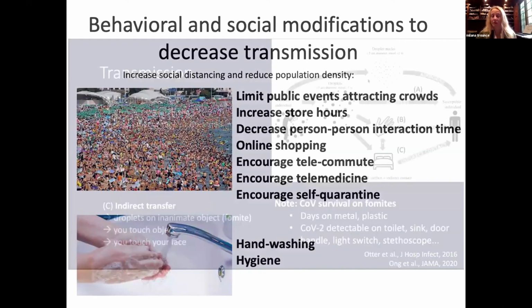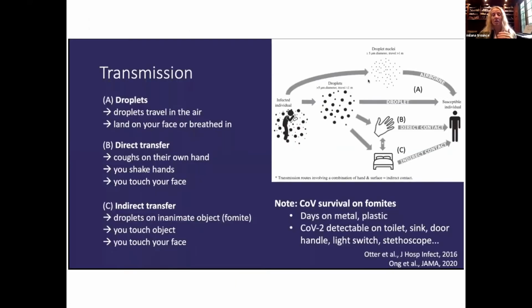So transmission, we talked about interrupting transmission as one of the main pillars. Just a quick slide to show you how it is transmitted. As you have heard, it is through droplets in the air. I would say this is actually more of a minor mode of transmission. As much as people are talking about N95s and are fixated on masks, it's actually a more minor way, as far as numbers, that the coronavirus is spread. It is primarily through direct or indirect transfer.